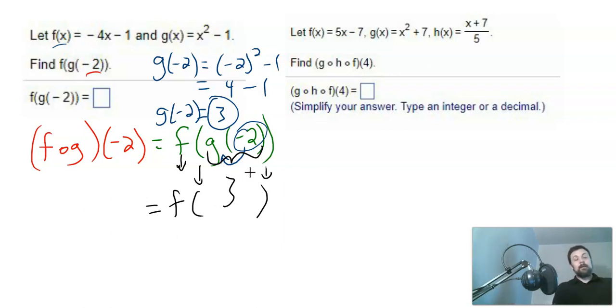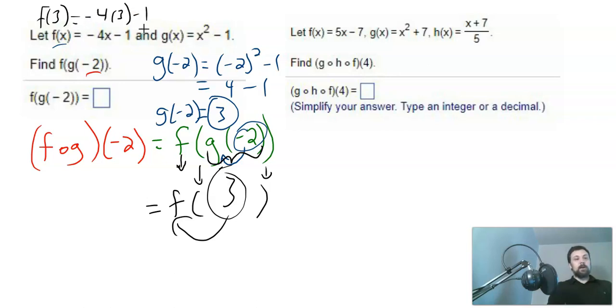But you don't even have to think of it on that level. Just use that principle. Replace the function notation with what it's equal to. g of negative 2 is equal to 3. Now that I see this, it's clear what I need to do. I want to take 3 and plug that into f. So I'm going to take f of x, and I'm going to replace the x with 3. And so I'll have negative 4 times 3 minus 1. That's going to be negative 12 minus 1, which will be negative 13.